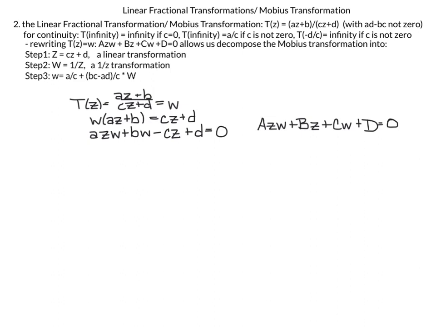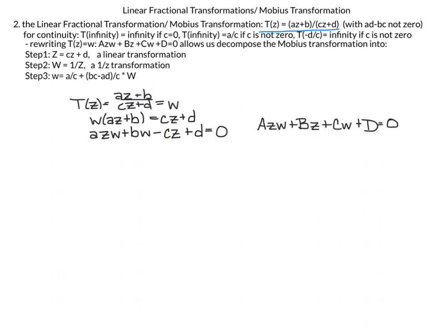And now we're going to break up this transformation into 3 steps. When we compose these 3 transformations, we get the T of z that we have originally. Our first step is capital Z equals cz plus d, and we see that this is a linear transformation, so we understand how that behaves. Then our next step is w equals 1 over this capital Z, and this is a 1 over z transformation, so we know how that behaves. That's the inversion of the circle.